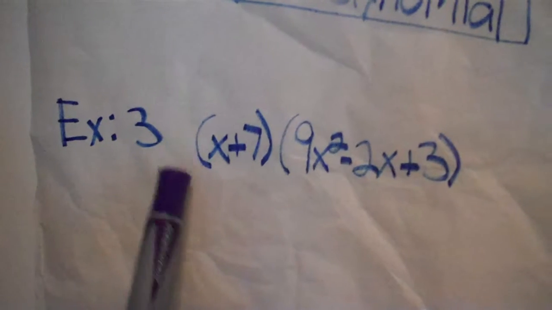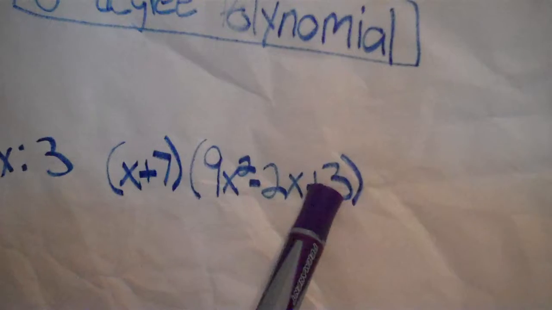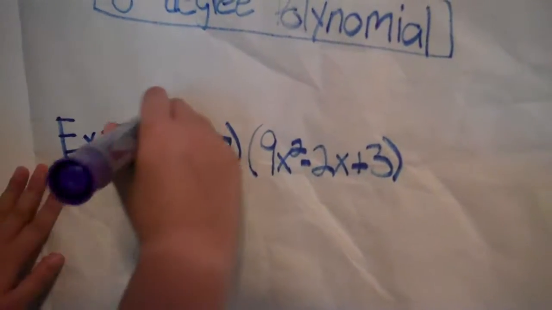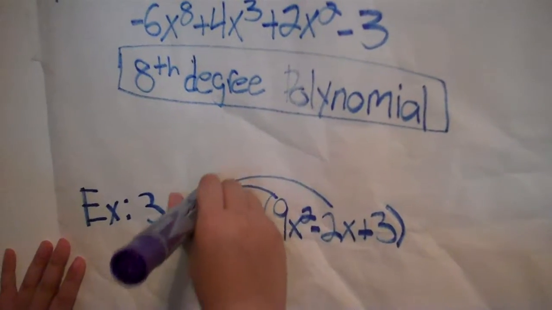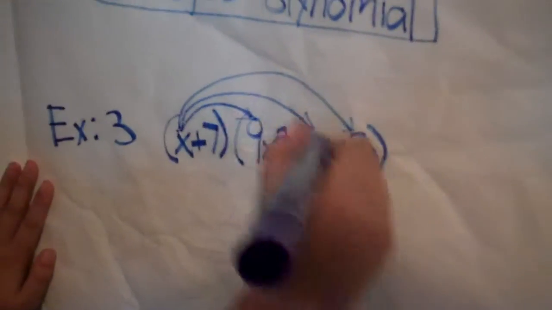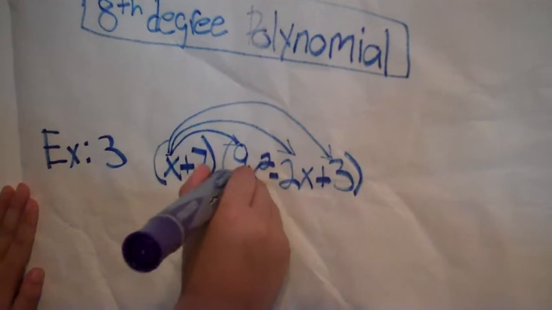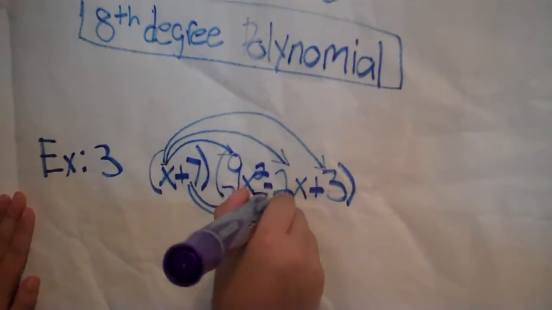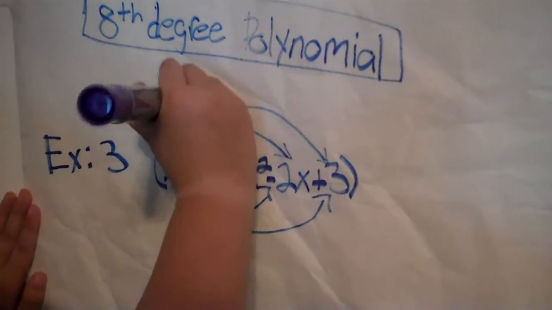Okay, next, in our last problem, we have x plus 7, parentheses, 9x squared minus 2x plus 3, parentheses. When you get problems like this, you first have to distribute the x into each term, and then you distribute the 7 into each one.